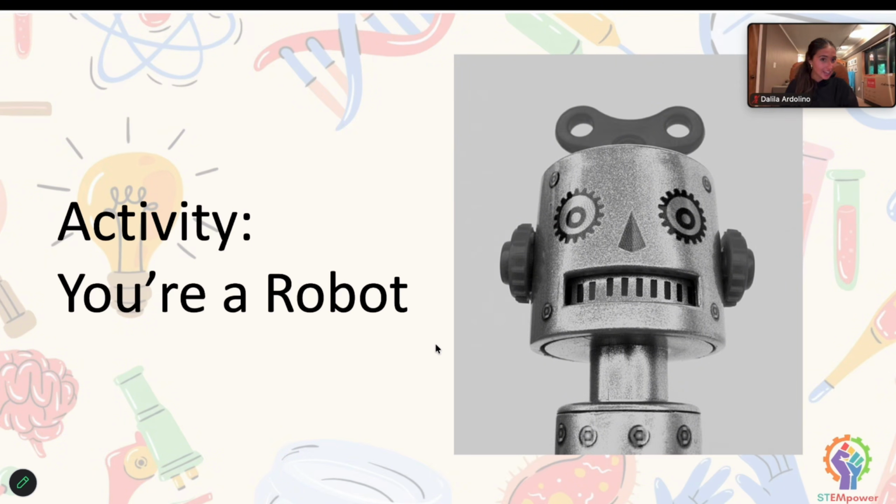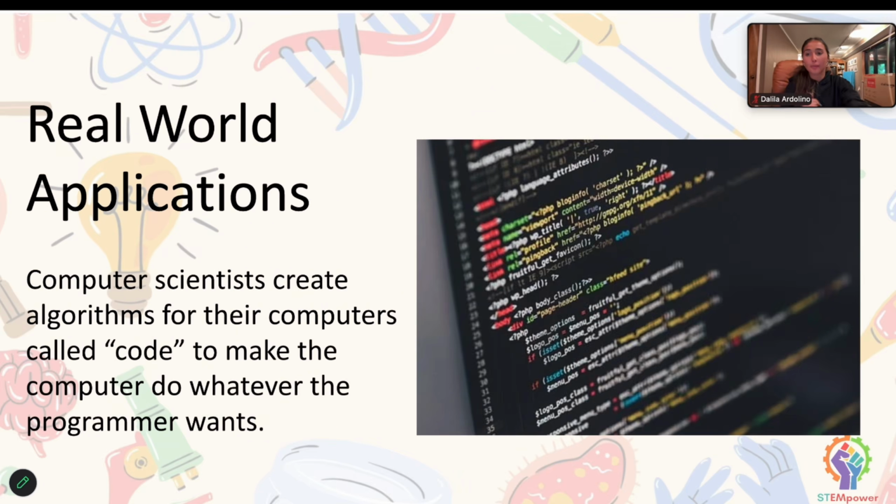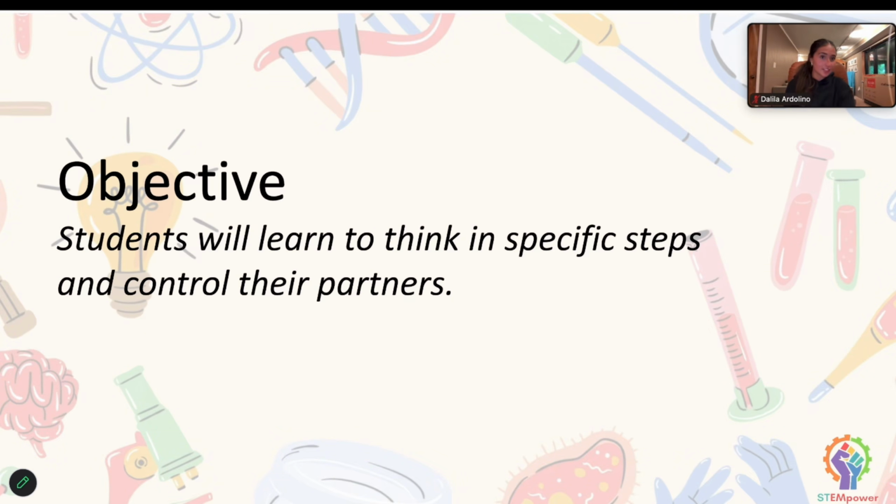So for our first activity, you are going to be a robot. To talk about real-world applications of these algorithms, computer scientists create the algorithms for computers, and this is also referred to as code, which you might have heard of before. And the code or the algorithm they create tells the computer to do whatever the program wants it to do. So the objective of this activity is that you students will learn to think in specific steps, and doing this, you will control your partners.